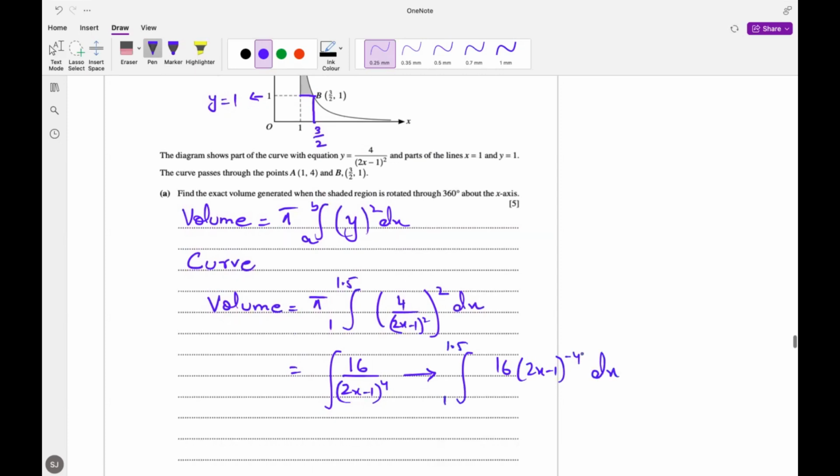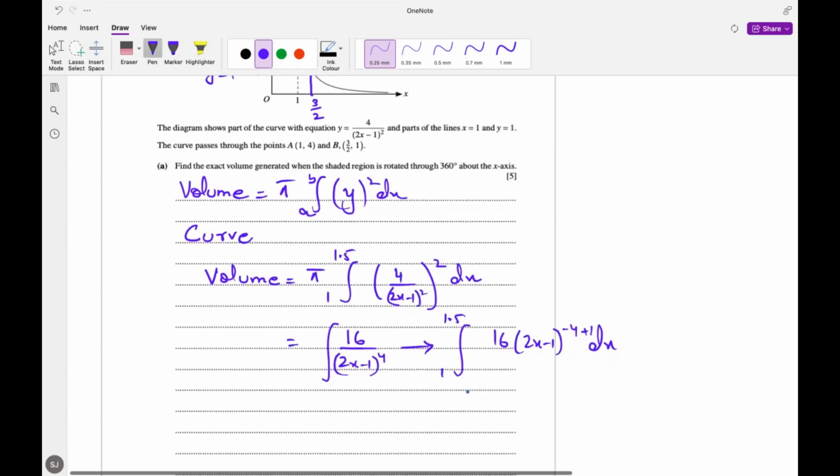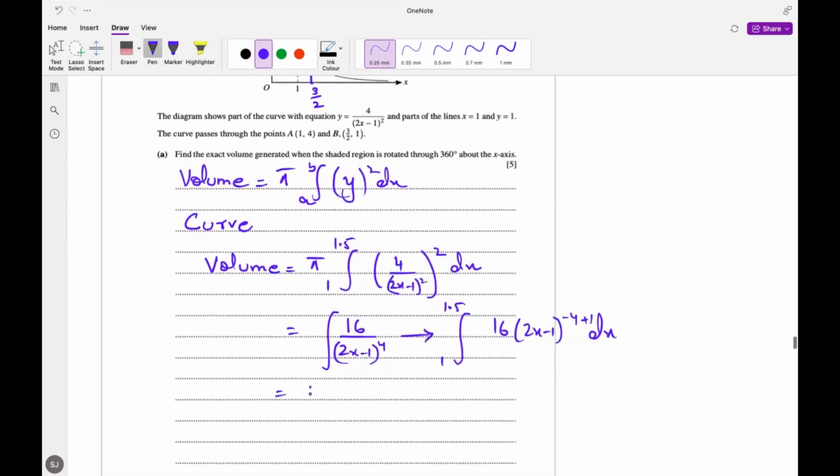Integrating, we'll add 1 to the power and then divide by the new power. So this will become 16 into (2x minus 1) to the power minus 3. We'll divide by the new power, which is minus 3, and also multiply by the derivative of 2x minus 1, which is 2. So this will become 16 upon minus 6 multiplied by (2x minus 1) to the power minus 3. Once we have done the integration, we'll now apply the limits.